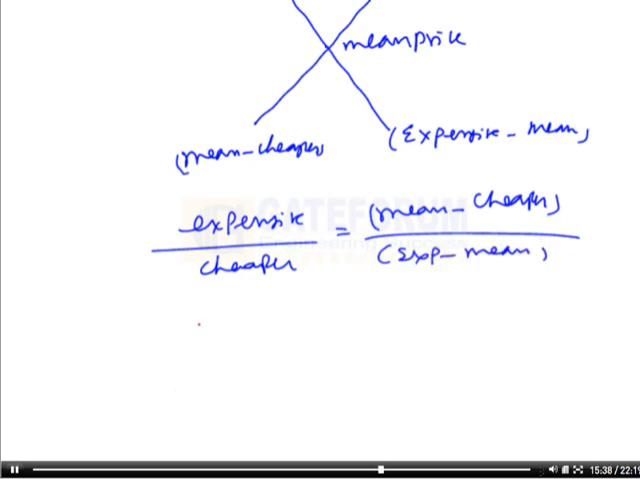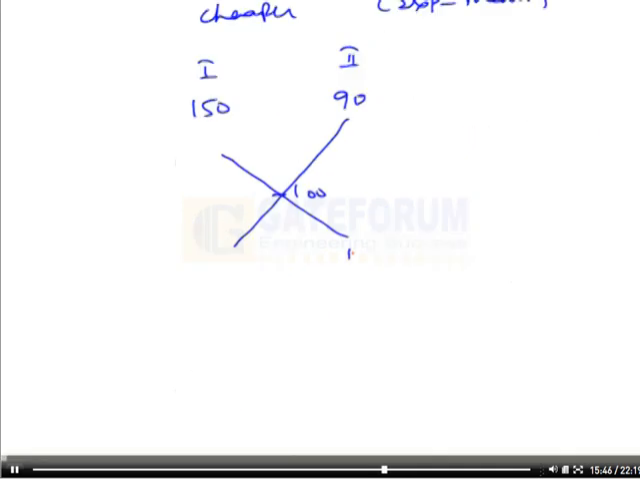Let's take some example. Expensive is 150. Cheaper is 90. We want to sell it for 100. That means the ratio is 150 minus 100 there, 100 minus 90. That will give you the ratio is 1:5. How to interpret this? If he takes 1 kg of 150, he must mix with 5 kg of 90 of the second variety. Then the mix can be sold for 100 rupees without any loss of money.